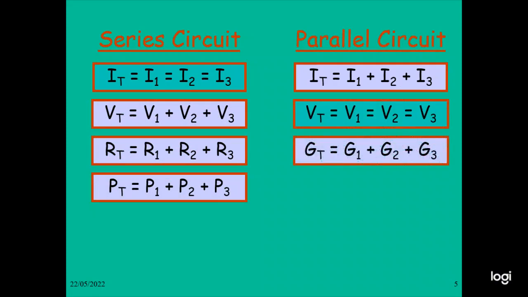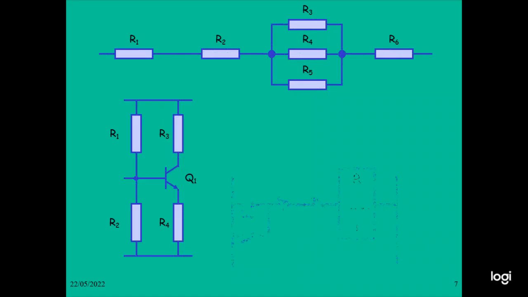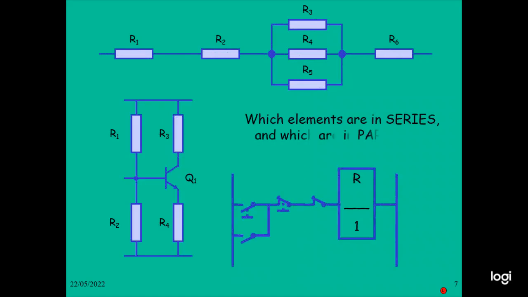Here you can see the equations for the series and parallel circuit. Series circuit: current, voltage, resistance. Parallel circuit: current, voltage, resistance. In this case, G equals 1 by R, or R equals 1 by G. So you can see the parallel circuits on the video. They are a kind of parallel circuit.